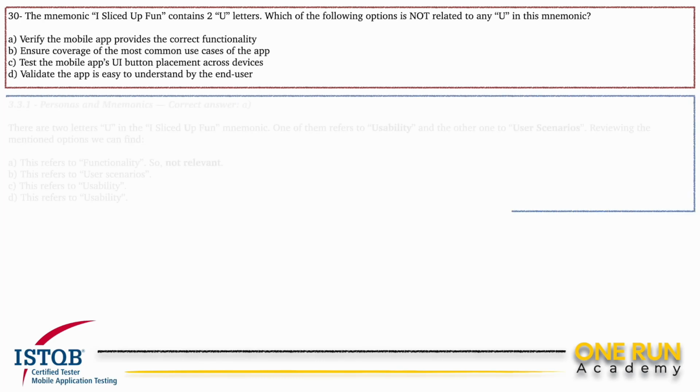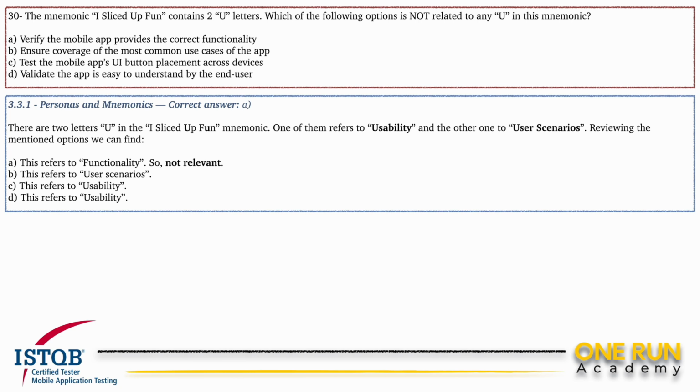Option A. Verify the mobile app provides the correct functionality. This one sounds like functional testing to me. So I think this one is the one we're looking for. But let's review the other options to confirm. Moving to option B, ensure coverage of the most common use cases of the app. This one sounds like it's describing the user scenarios.